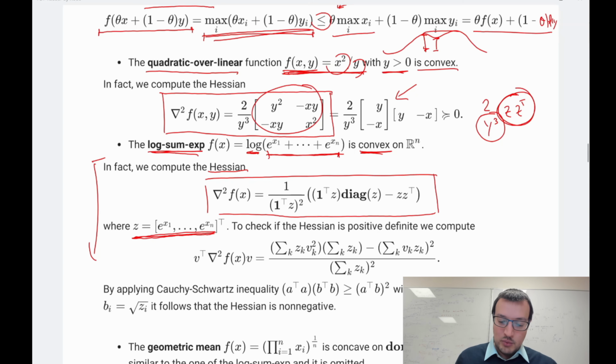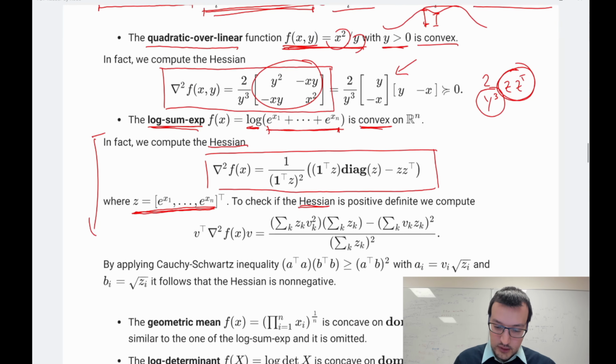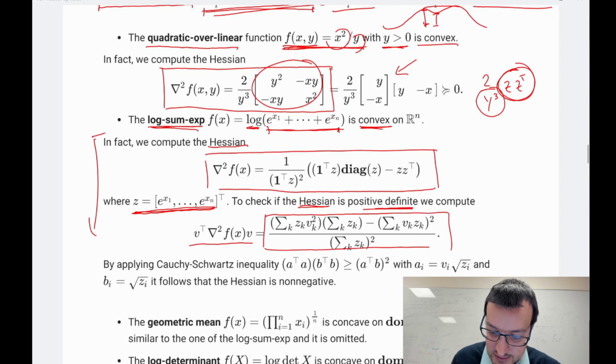And now we want to check that the Hessian is positive semi-definite. Not sure if there is an error here or not. I say positive definite, but maybe we just need to check that it's positive semi-definite, and I will correct this in the handouts if it should be semi-definite. But the idea is the same. We want to check if the Hessian is positive semi-definite, and to do so we pre-multiply and multiply the Hessian by v transpose and v. So for a general vector v, if we do this multiplication, we end up with this expression. You can check that this is correct.